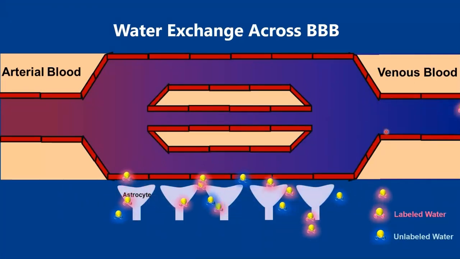So as long as we can measure those spins at the venous side, you can calculate how much of the water spins are extracted by the tissue, and that extraction fraction is directly related to the BBB permeability.